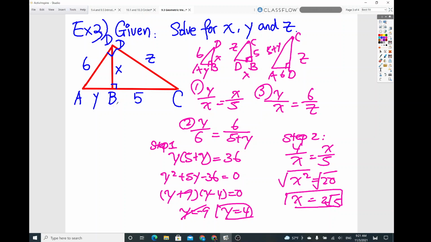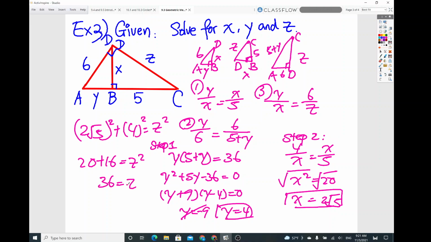So we got 2 root 5, quantity squared, plus y squared, so 4 squared, that equals z squared. So 2 root 5 quantity squared, we got 20, plus 16 equals z squared, so 36 equals z squared, square root both sides, so we do have z equals 6. So we solved for x, y, z using the geometric means and the Pythagorean theorem.